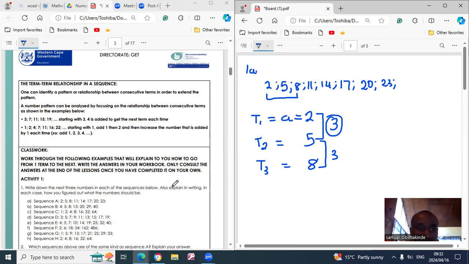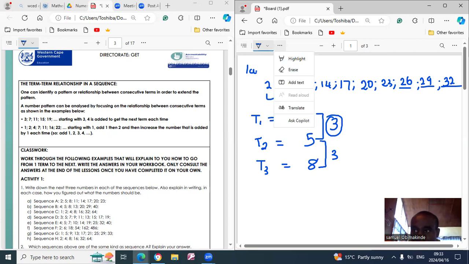And remember, the question asks us to write the next 3 numbers in the sequence. To get this number, you have to add 3 to 23. That gives 26. The next term will be 26 plus 3, and that will be 29. And the next term will be 29 plus 3, which gives 32. All right, so that is the answer to that question. So let's look at the second one.